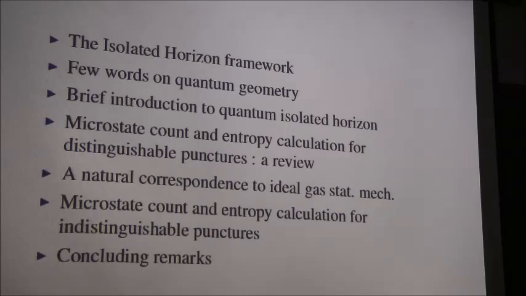The link is that from the very fundamental formula for the microstate count, which is related to the SU(2) Chern-Simons quantization, we can, through some very basic algebraic steps, go to the very familiar formula of ideal gas statistics. That I will show, and from there it will be very trivial to go to the indistinguishable puncture case, where finally the entropy will be calculated. And I will end with some concluding remarks.